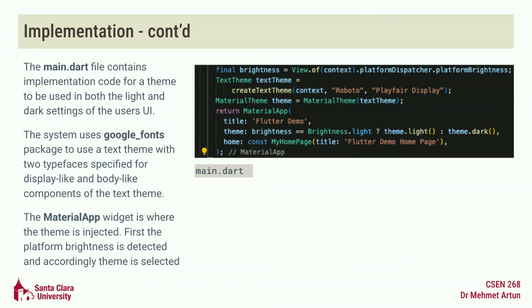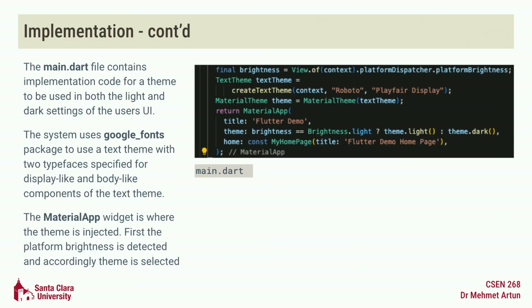So you know this syntax, right, from Java or JavaScript. If brightness equals brightness.light, use this value. If not, use this value, right? So theme will be theme.light, and theme is this material theme object, which has all the different variants. It has the light variant, dark variant, etc. And then if the platform brightness is light, then use this theme.